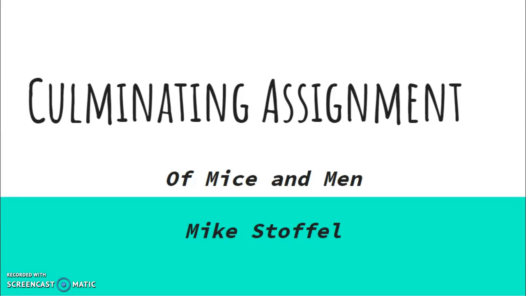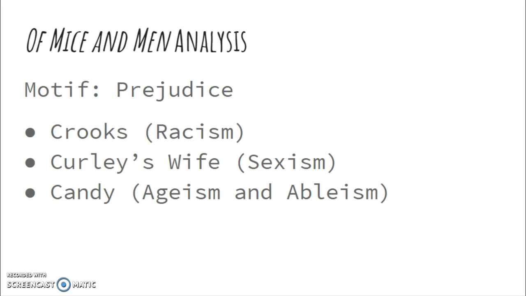Alright class, so here's an example of how to do a screencast. You can see my culminating assignment is Of Mice and Men, and I've included my first name on the first slide. Next I'm going to click to slide number 2, and there I'm going to introduce my thesis.